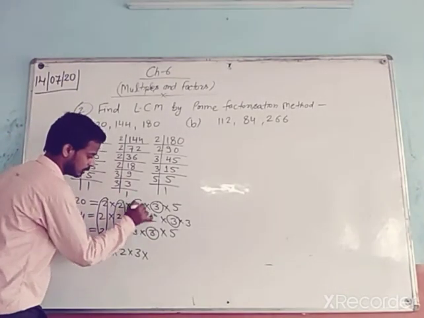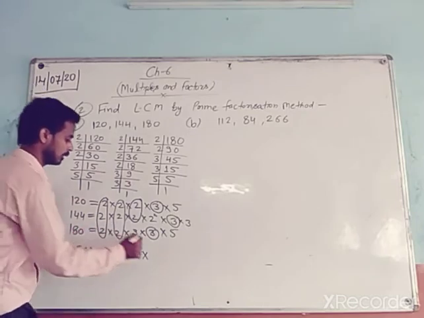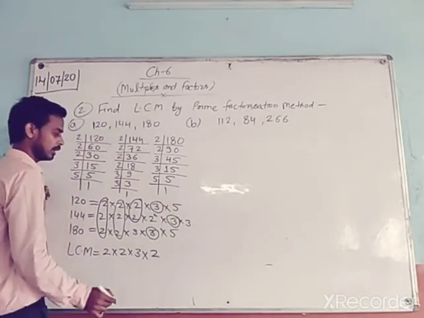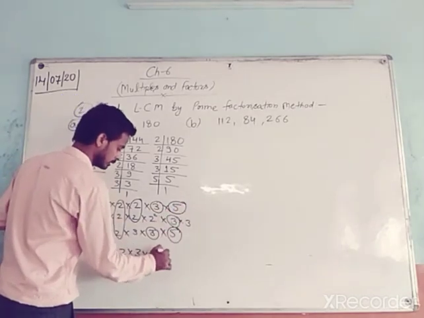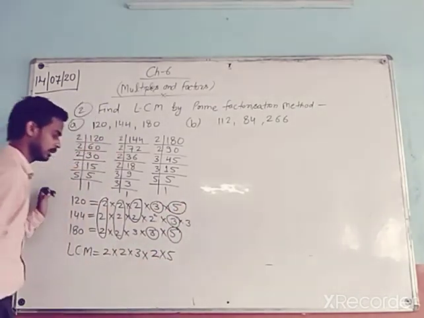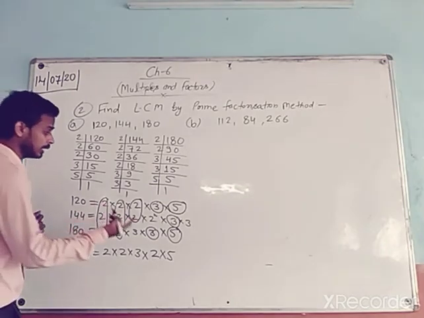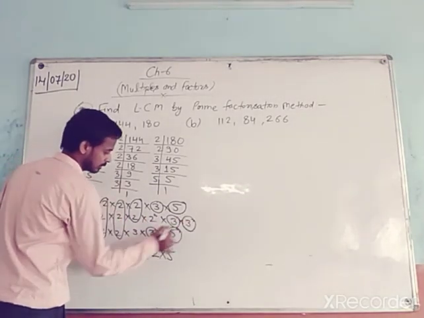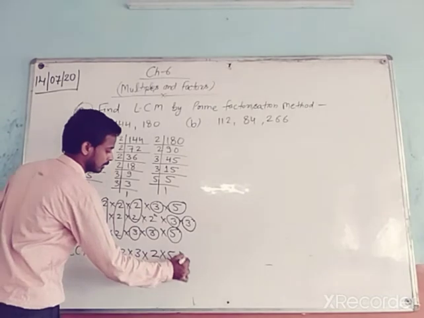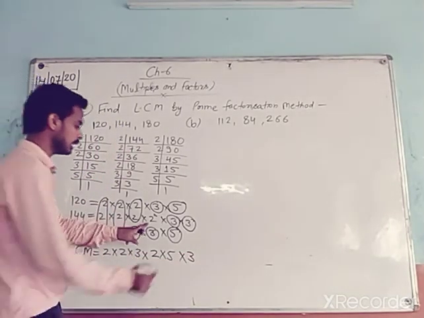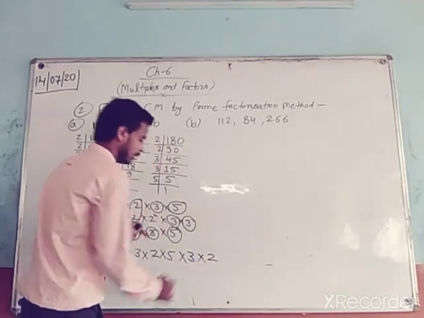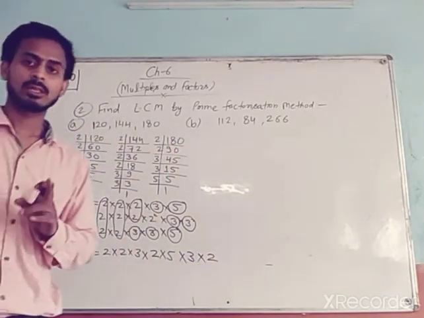See, 2 is here and here also, so write here one time. Then 5 is here and here also, then write one time. Then again see 3 is repeating here and here, so write here 3 again. Then whatever is left, only 2 is left, so write that also. Clear?